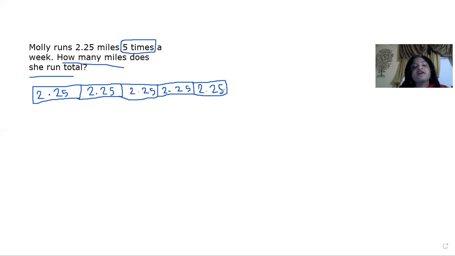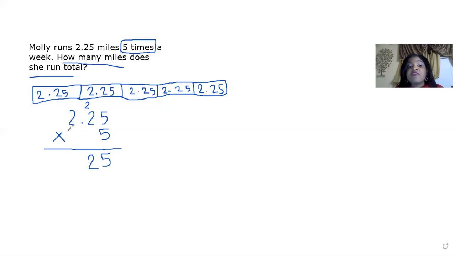So I can see here that perhaps I could add 2.25 plus 2.25 plus 2.25 plus 2.25 plus 2.25. But that word 5 times really did help me. I could do that, but maybe I can just multiply to go a little quicker. So we can just use the traditional algorithm here. We have 5 times 5 is 25. You put the 5 down, regroup the 2. 5 times 2 is 10, plus 2 is 12.